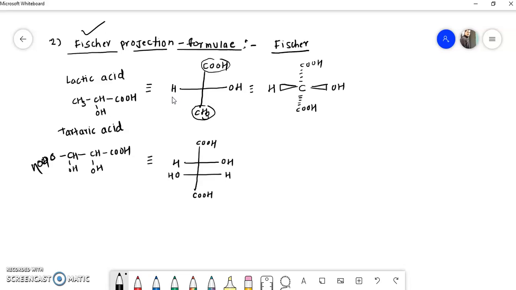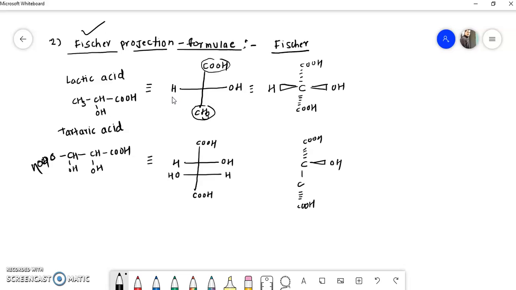Similarly, this tartaric acid can also be represented, see, COOH, and then these two groups are pointing towards the observer, we can say.